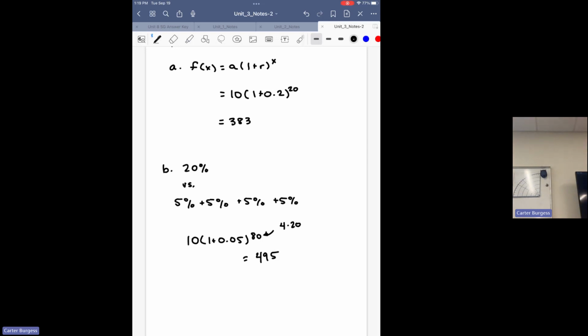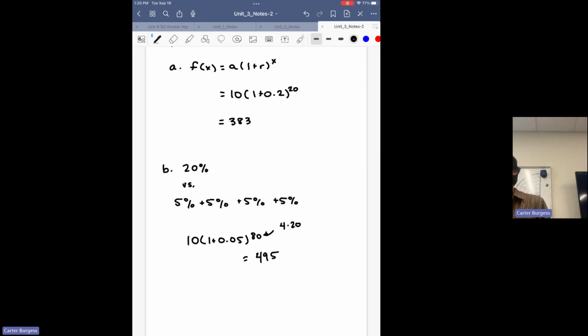Very nice. So this 5% is going to be working on the initial population just like this 20% is, right? But what is this second 5% going to be working on? Well, it's working on the original population, but also the 5% addition that we saw from that first 5%. What does this third 5% work on? It is still working on that original population, but it is also working on the second 5% increase and that initial 5% increase.